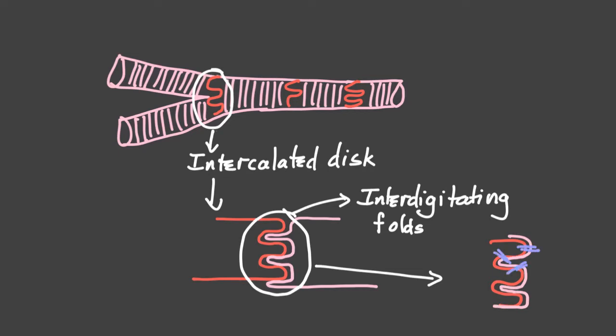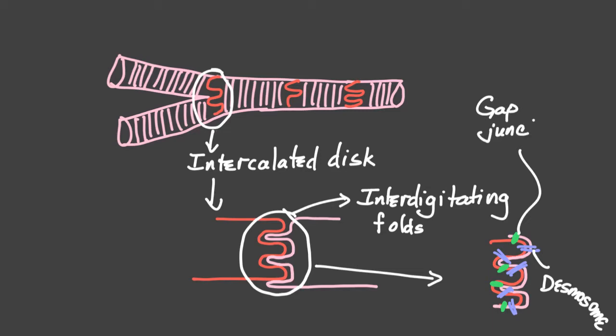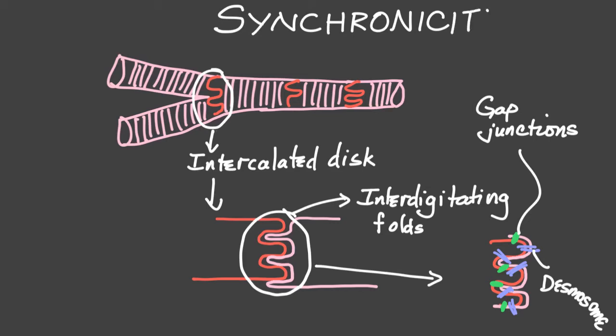Desmosomes are these lavender structures that you see here. They're mechanical junctions that keep the myocytes from tearing away from each other when the heart has to contract in a forceful manner. The third structure are the green structures that you see here, and those are the gap junctions. They are ion channels that allow the free movement of ions between the cardiac myocytes. All these structures together help in the synchronicity aspect of the heart function.